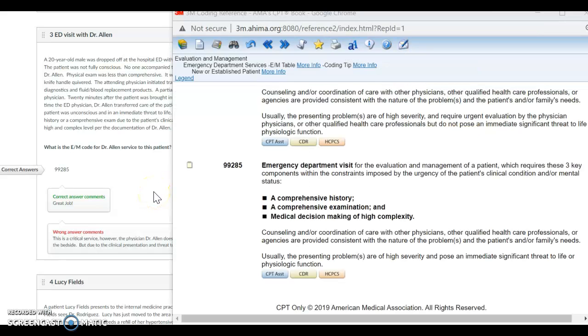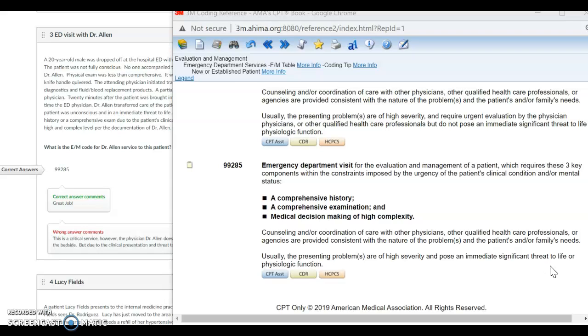Let's just go over a few things here. The code should be the highest level of ER, emergency department. We didn't get a comprehensive history, they didn't get a comprehensive exam, but the medical decision making was very high. So, usually presenting problems of high severity pose an immediate significant threat to life or physiological function, which is what we had.